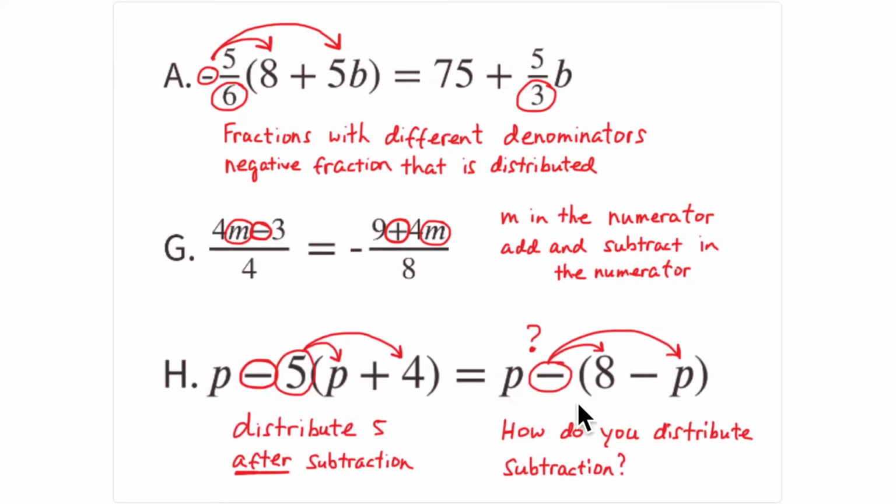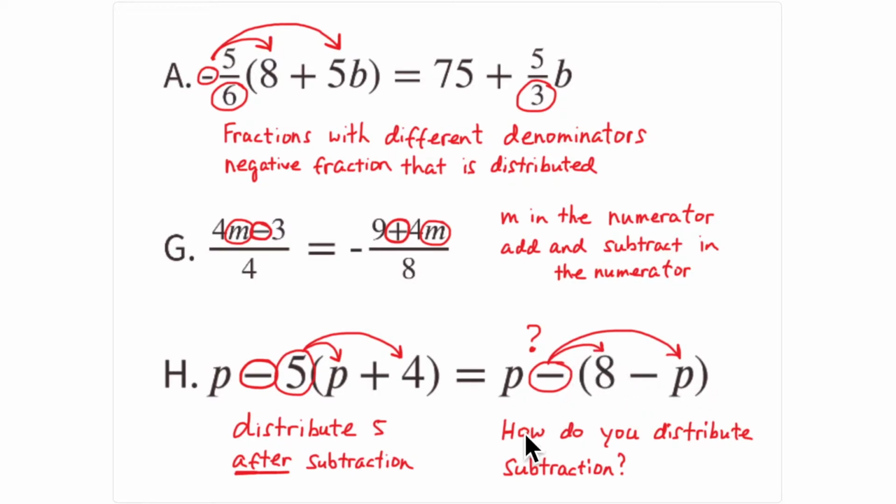And H, it doesn't look that hard, but it tends to be confusing for students. When you're subtracting a 5 in this case, and then you're going to distribute that 5. You're going to multiply p by 5 and 4 by 5. And that's not hard on the surface. What's confusing is, what's the sign after you do that multiplication? And how do you solve the equation after that? And how do you distribute this subtraction? Can you even distribute subtraction? So p minus, and then 8 minus p.